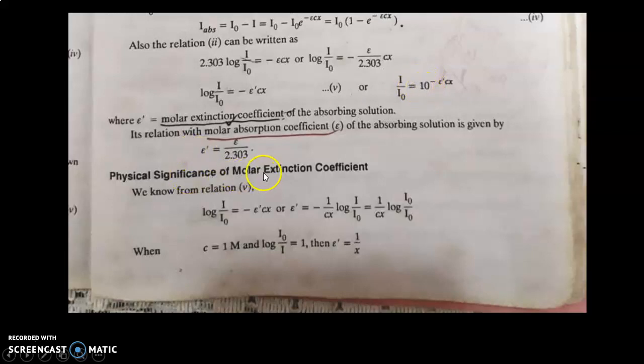And what is the physical significance of this molar extinction coefficient? Let's take this equation: log I by I0 is equal to minus epsilon dash cx. Rearranging, epsilon dash will be equal to minus 1 by cx log I by I0. And when this term log I0 by I is taken as 1, and C is equal to 1 molar, then epsilon dash will be equal to 1 by x.